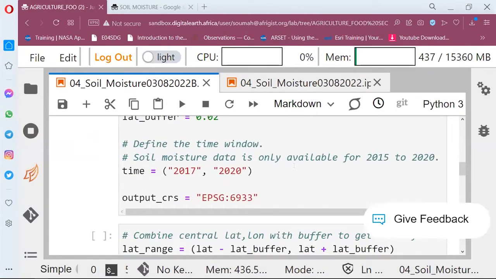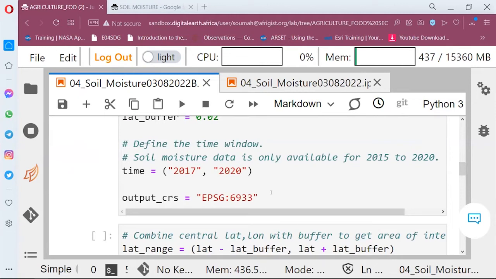We define the time window. Soil moisture data is only available from 2015. This is information we are providing. That is the period where the data is available, from 2015 to 2020. Anything before 2015 is not available. So we selected the time 2017 to 2020.